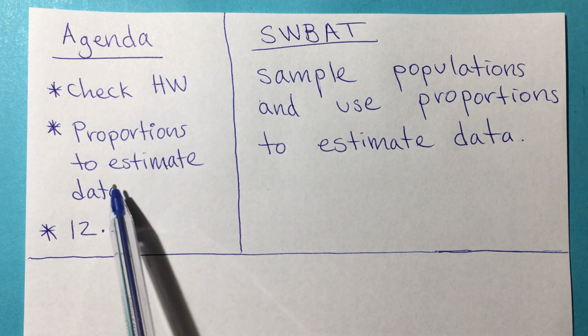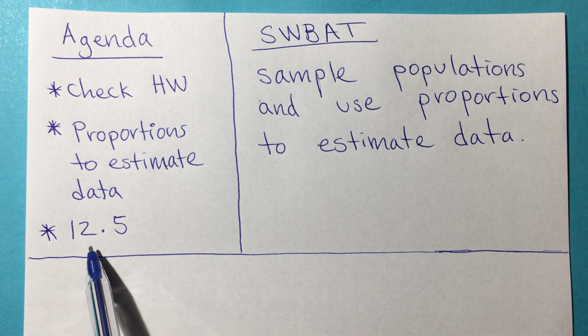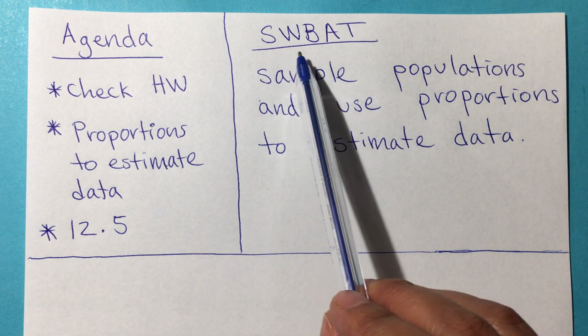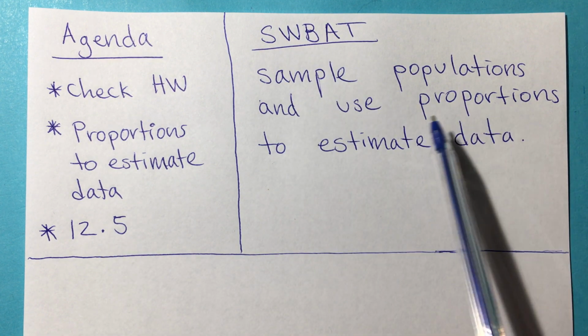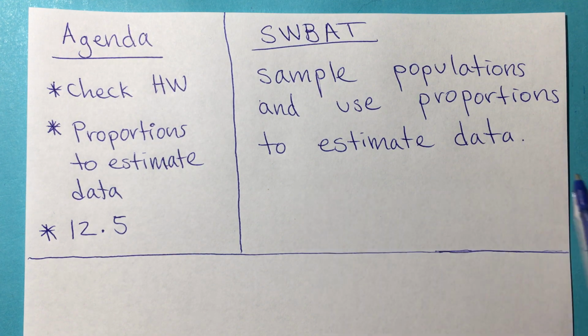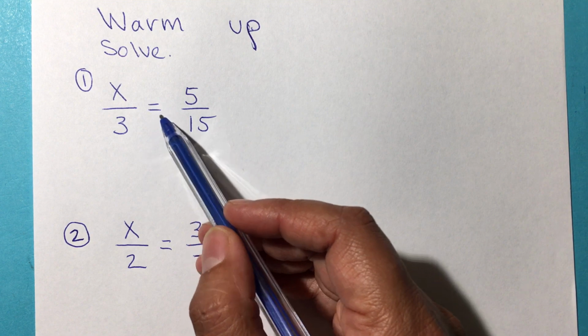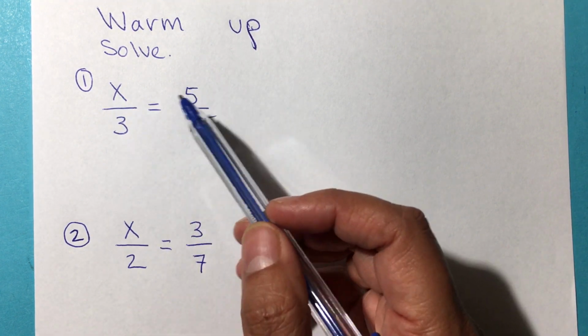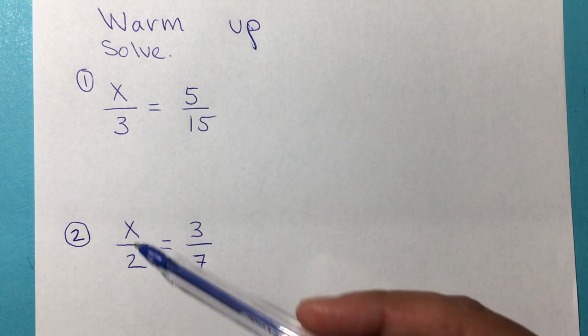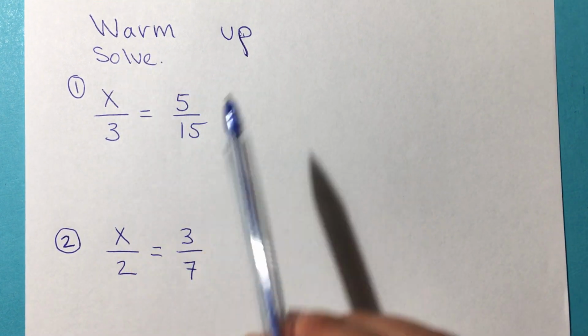We'll be using proportions to estimate data and you will be able to do 12.5. Today students will be able to sample populations and use proportions to estimate data. But what are proportions? Proportions is when you create an equation with two ratios or two comparisons. And I think we're going to see it more in number 4 of the warm-up.